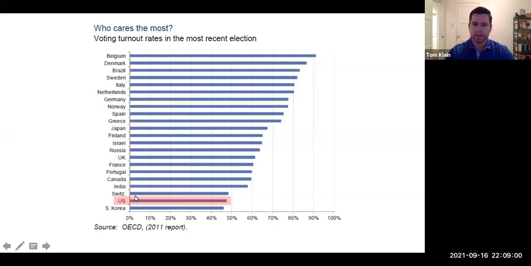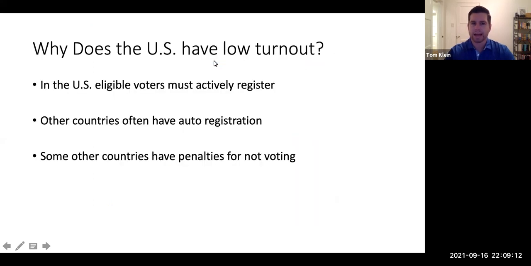You can see the US, this is average voting turnout. Compared to other democracies like Belgium, Denmark, Brazil, Sweden, Germany, Norway, we're pretty far down there. So I think it's worth asking why. Why is our voter turnout traditionally so abysmal? And again, it is growing. I mean, almost 70% in 2020. 2016 was also very high when Trump beat Clinton.